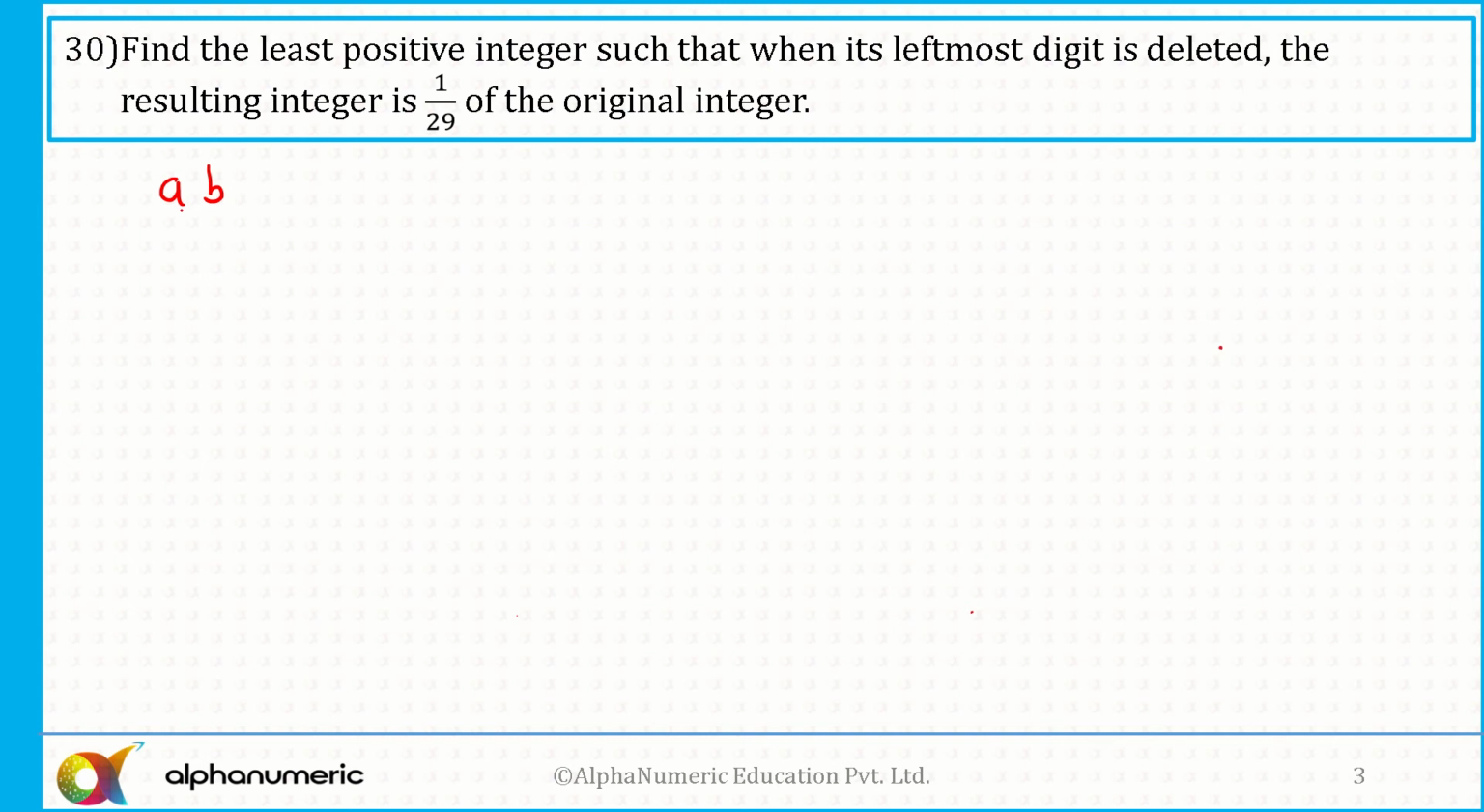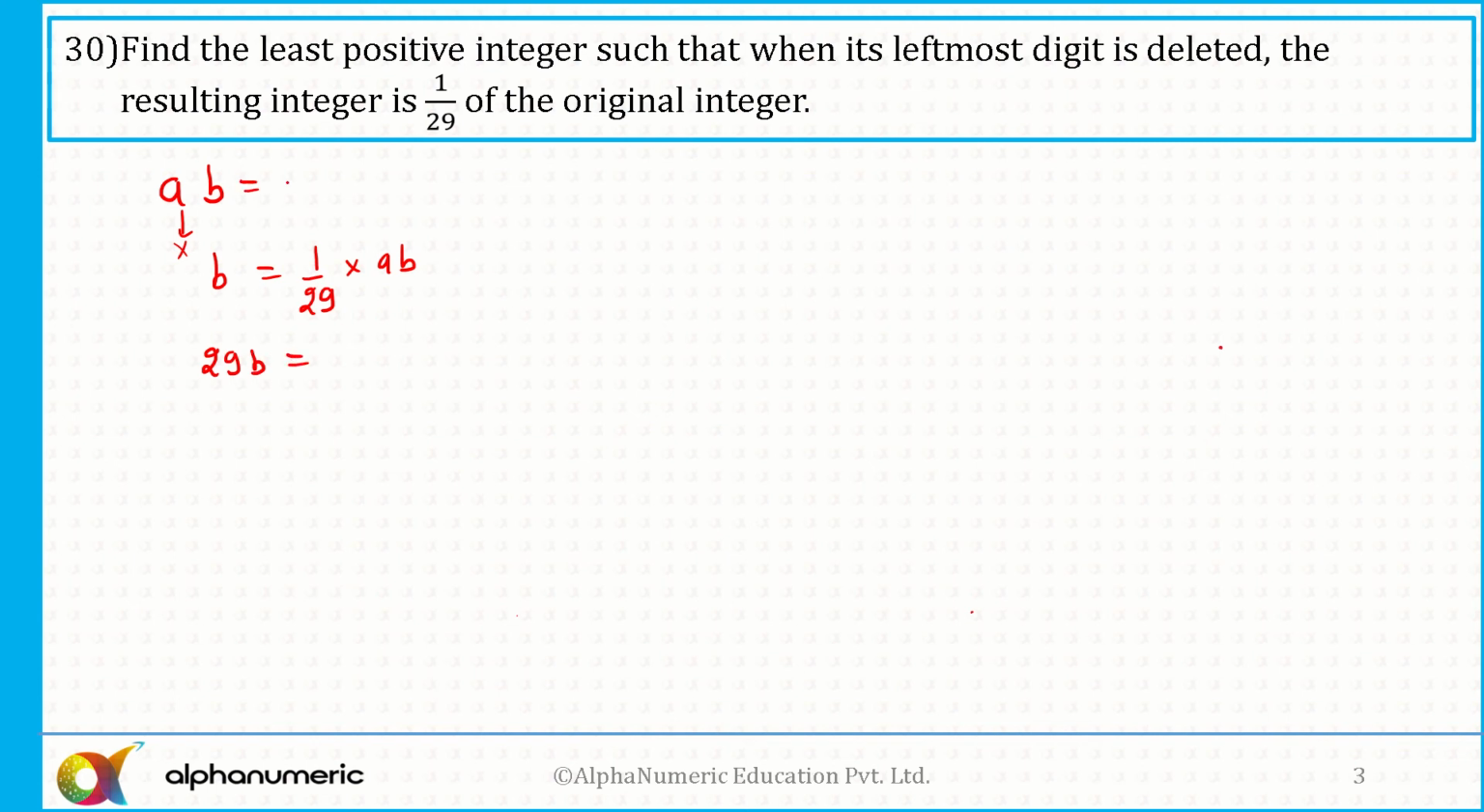The moment I remove A, what is the integer after removing A? I'll get B. And this value B is 1/29 of the original integer, so B is 1/29 times AB. So least positive integer such that when the leftmost digit A is deleted, it is 1/29 of the original. From here I get 29 times B is equal to AB.